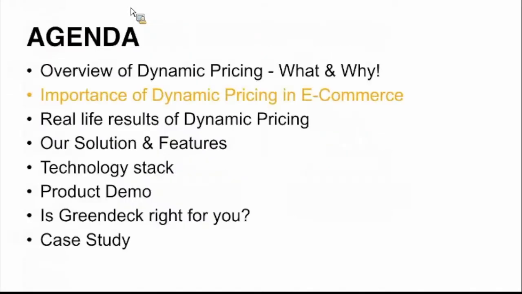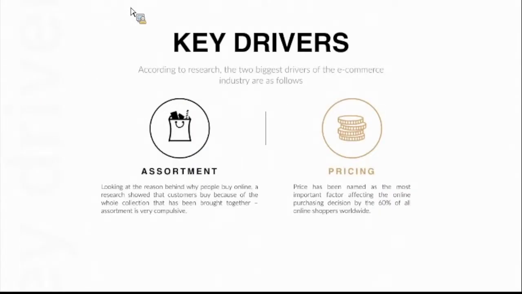So, the importance of dynamic pricing in e-commerce. In the e-commerce industry, the two biggest drivers today are assortment and pricing. A customer today goes to an e-commerce website and wants everything he or she wants to buy online to be available on one website. So assortment plays a very big factor. But the biggest factor which ultimately leads to that customer buying from that website is the price of the product. Pricing is the biggest lever which ensures that a customer ultimately buys the product or not. Hence, giving the optimal price to your customer is of utmost importance.